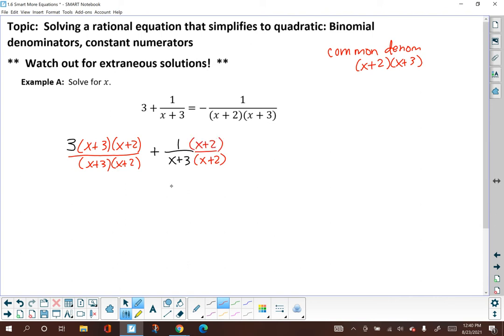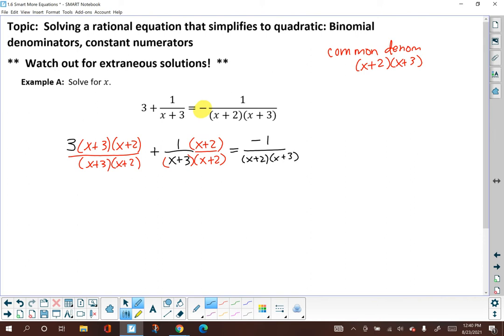This middle term has the x plus 3, but it's missing the x plus 2. So we'll times it by an x plus 2 over x plus 2. Again, we're not changing the value there because this is the same as timesing by 1. On the other side of the equation, I would be extra careful with that negative right there. So I'm going to put it with the 1 on top just so I don't lose track of it. And it's totally fine to do that.